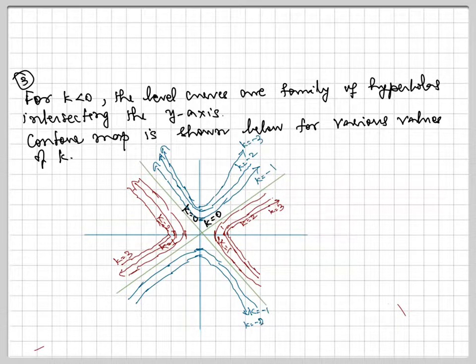So when you do the contour maps, then they should be equally spaced. So you have to have the step values, which are the k values, which are equidistant.